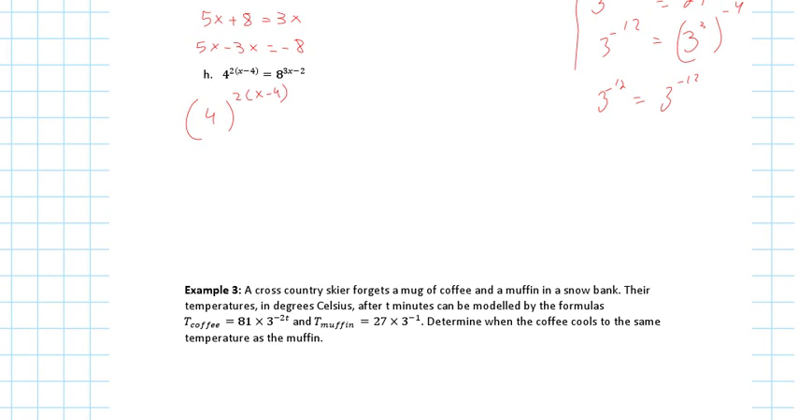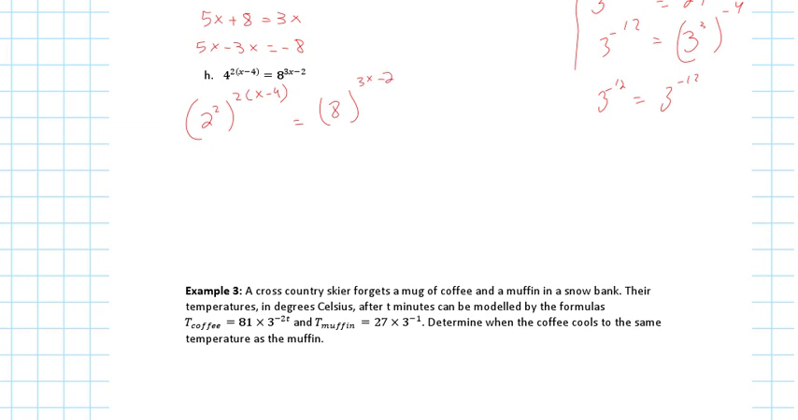I'm going to change the 4 to what? 2 to the power of 2. Now, I'm going to do the same thing to that 8. So again, I'm going to write it like this. Now, 2 to the power of what gives me 8? 2 to the power of 3. So I'm going to erase this, and I'm going to write it as 2 to the power of 3. Are we okay with that?